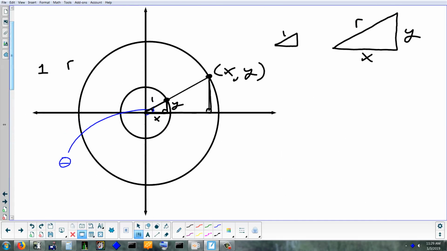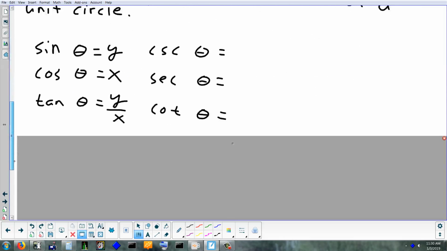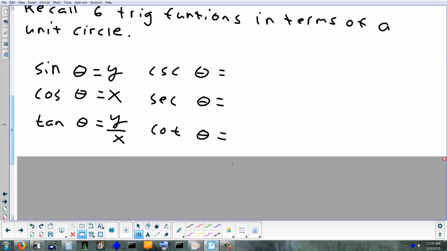Sine is opposite over hypotenuse. Well, opposite is y, hypotenuse is 1. Y over 1 is just y. Okay. Viewing again from the perspective of where that arrow is pointing, cosine is adjacent over hypotenuse. Adjacent is x over 1. Cosine is just x. Tangent is opposite over adjacent. Opposite is y, adjacent is x. So these definitions are exactly the same thing as opposite over hypotenuse and adjacent over hypotenuse. And then we flip them all. Okay, so that's what we did on the unit circle.